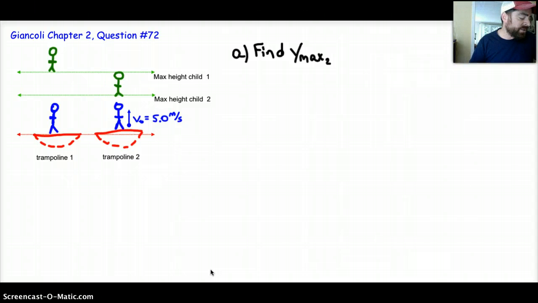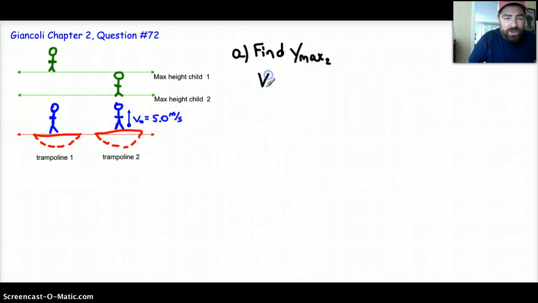Part A asks, what is the maximum height the second child reaches? I've made a quick sketch here for you to use, and I recommend actually making sketches like this. I think that you'll find that the problem is actually much easier than it appears to be written in the problem, since no sketch is given. So the first question is finding the maximum height of the second child.